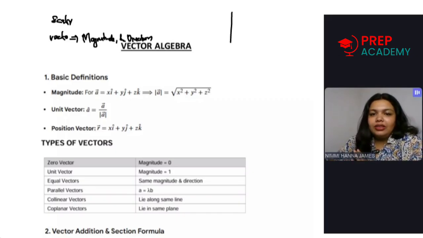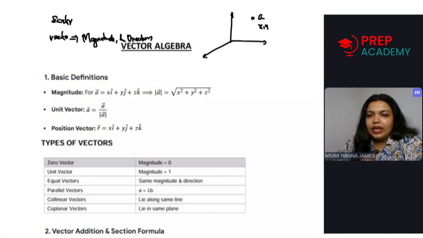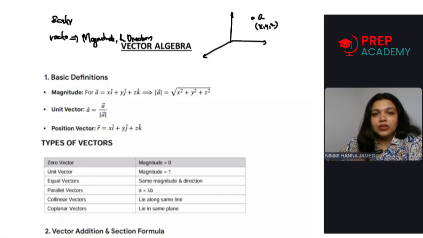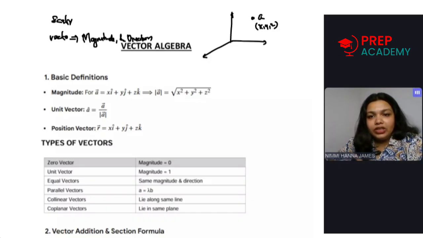So we have a three-dimensional space, and we have a point A. How do we represent this point as a vector? If the coordinate of this point is xyz, the position vector of xyz means if we connect this point to the origin, we get this line. The equation of this line is called the position vector. Okay, so a vector is equal to xi plus yj plus zk.